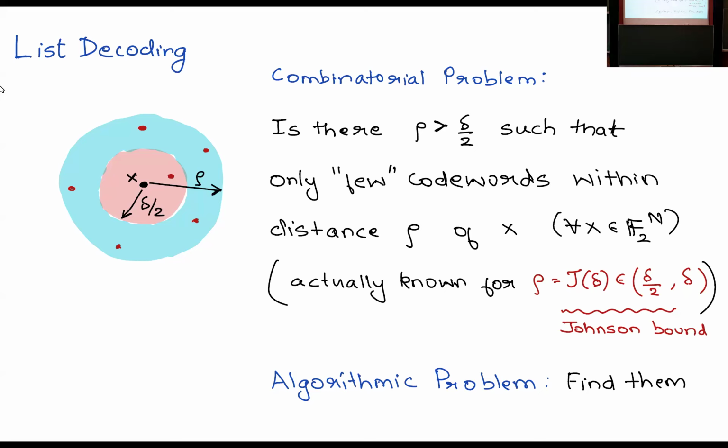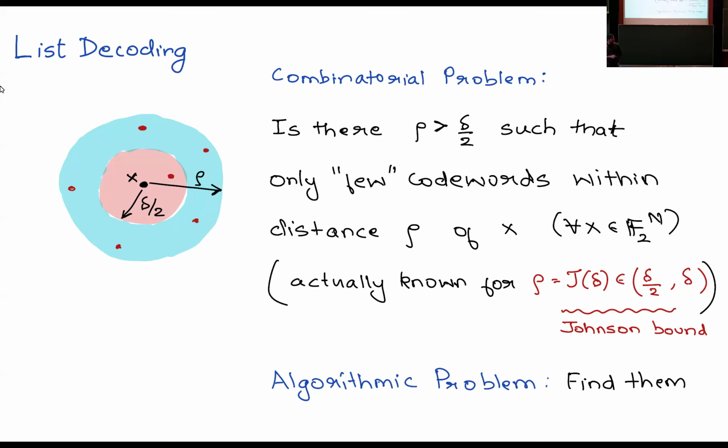And the second is still this non-trivial algorithmic problem, which is, can I find these codes? Everyone okay with that? So the combinatorial problem is, in some sense, the solution is known, a general one for every code, so that there is a parameter rho which depends on the distance. And this is something which I'm denoting a function of delta, J of delta. It's called the Johnson bound, which is somewhere between delta over 2 and delta.